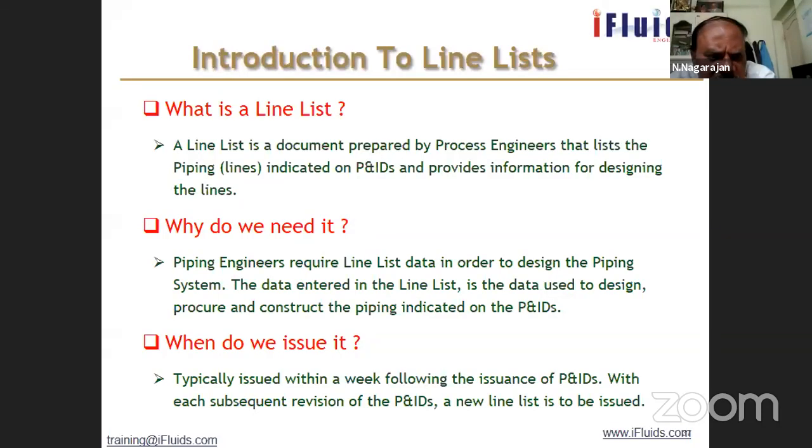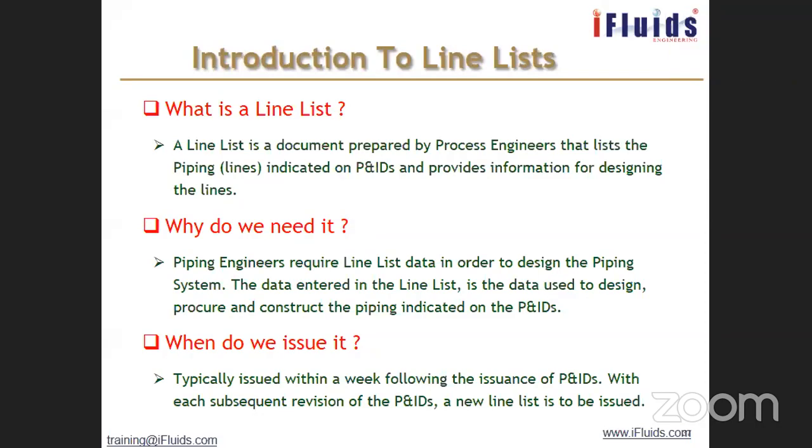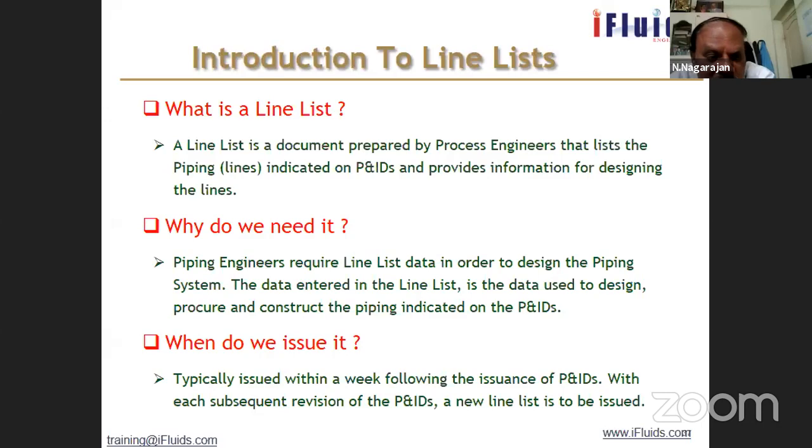Why we need it: piping engineers require line list data in order to design the piping system. They need this data line by line. The data entered in the line list is used to design, procure and construct the piping. Based on your line list, they will estimate the quantity of piping required in the plant. Then they make a piping material requirement, which we call MTO, material takeoff. And then they make the general arrangement drawings, isometrics, etc.